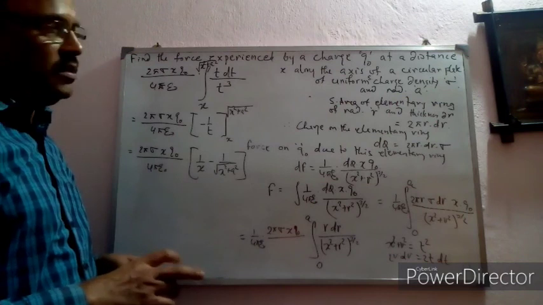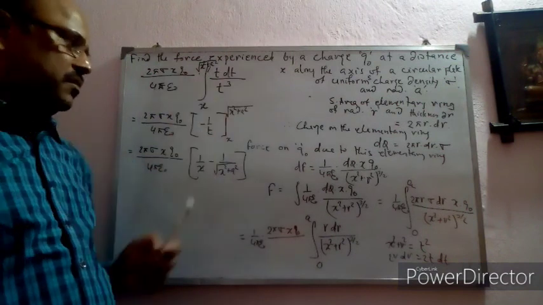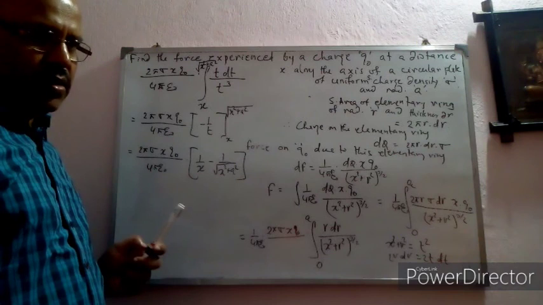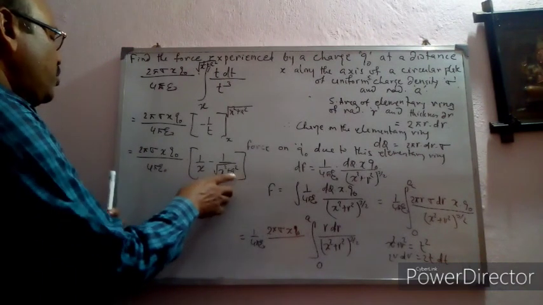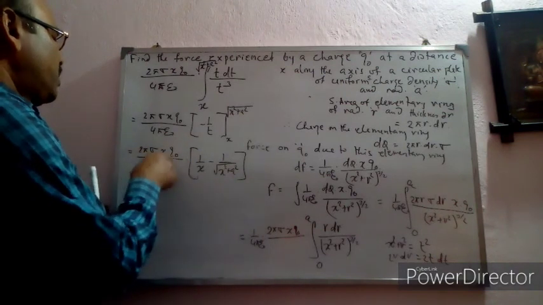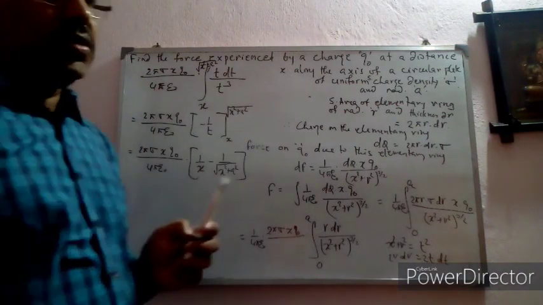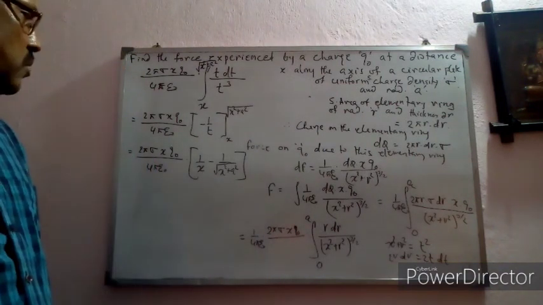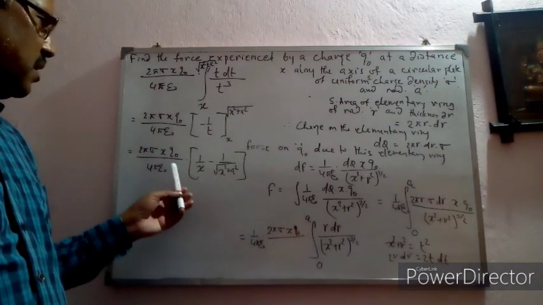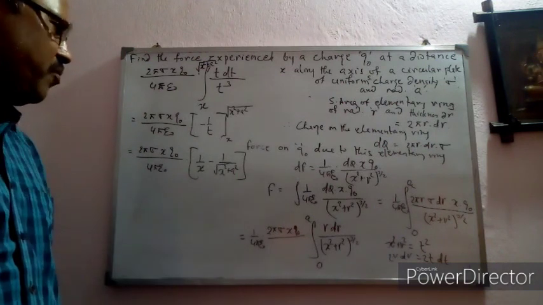This is the force experienced by the test charge q naught. If the test charge q naught is far away, then I can assume a to be 0 in comparison to x. Putting this equal to 0, the whole force becomes 0, since 1 by x minus 1 by x is 0. Putting a equal to 0, in that case the first two terms will be taken into consideration while we make the binomial expansion.